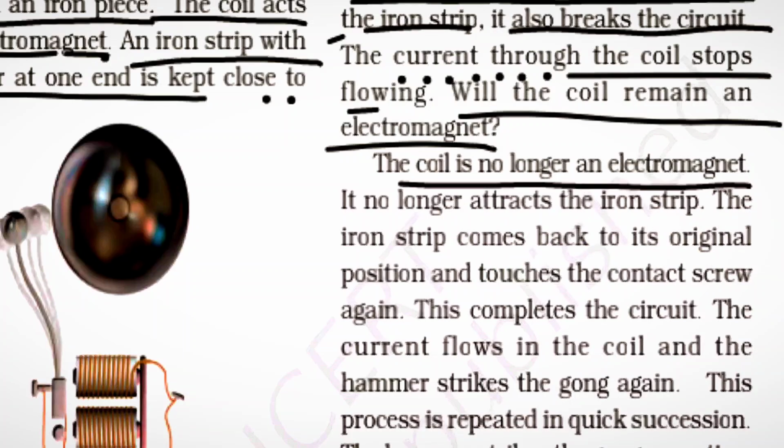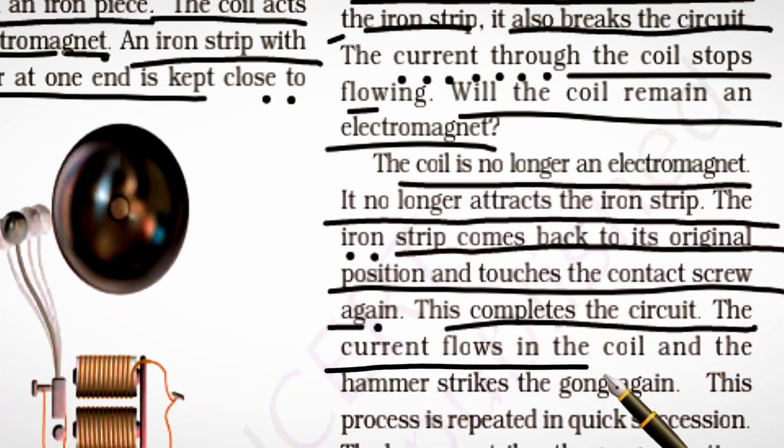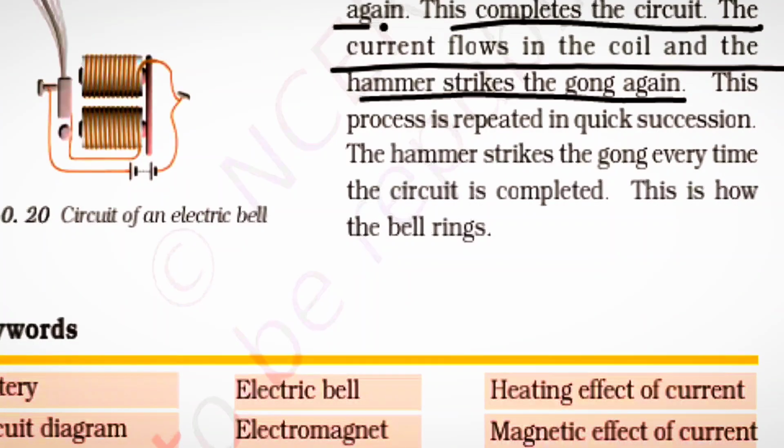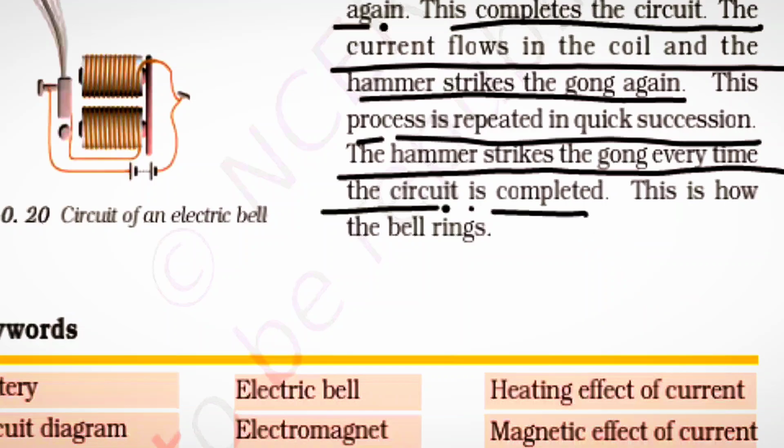It no longer attracts the iron strip. The iron strip comes back to its original position and touches the contact screw again. This completes the circuit. The current flows in the coil and the hammer strikes the gong again. This process is repeated in quick succession. The hammer strikes the gong every time the circuit is completed. This is how the bell rings.